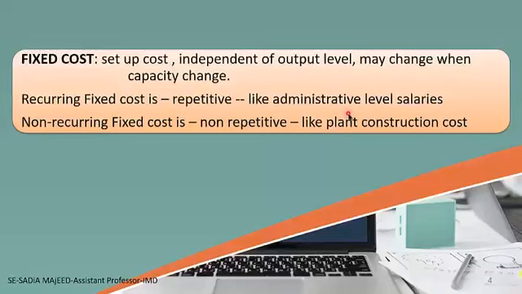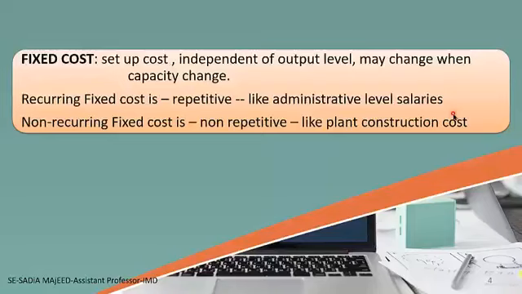Even if your factory is shut down for maintenance purposes, you are producing nothing, or even if your factory is shut down in the present pandemic situation, you are producing nothing for the last 3 months, even then you have to pay salaries to your administrative level staff. You can't fire your managers. You can't fire your administrators. You can't fire your security guards. You can't fire the gatekeepers of your factory.